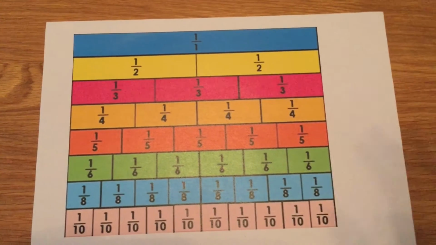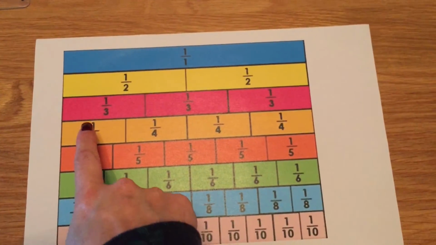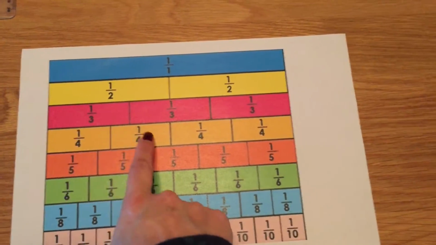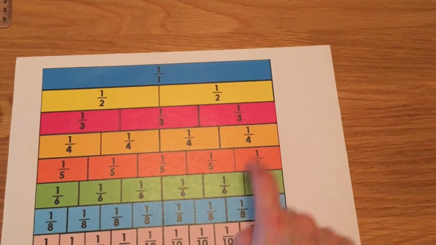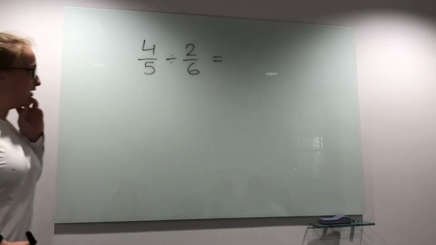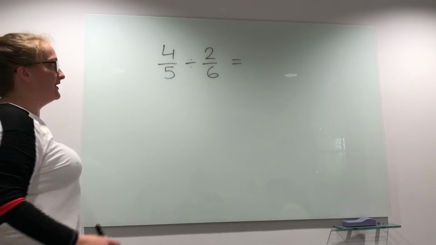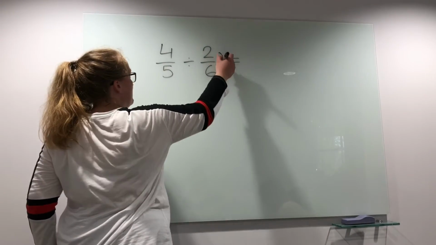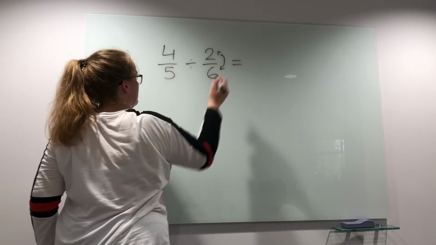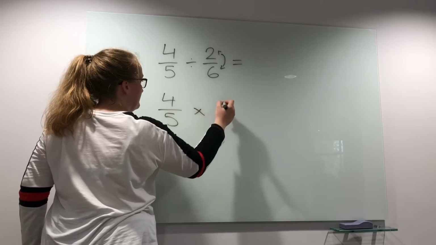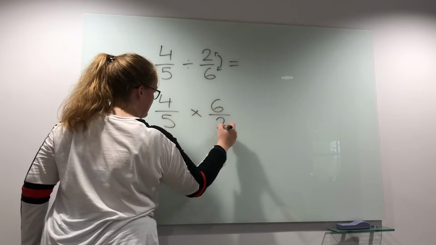Easy peasy. So using the fraction wall as a visual example, we can see that we have the whole one here, and 1/4 goes into a whole one 4 times. So this is our final example. So again, we're looking at 4/5 divided by 2/6. So our first step is to flip this second fraction. So we're going to end with 4/5 times by 6 over 2.